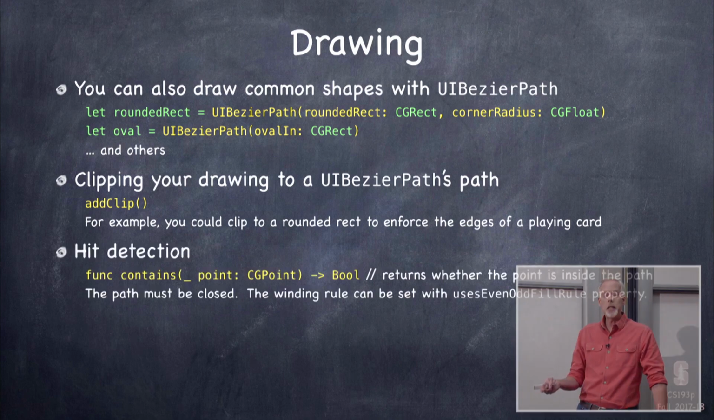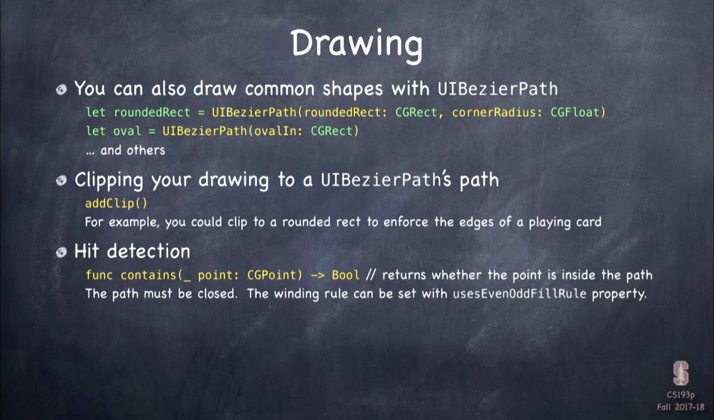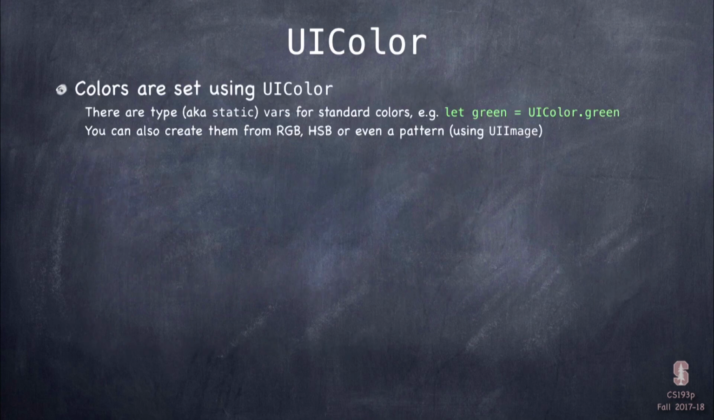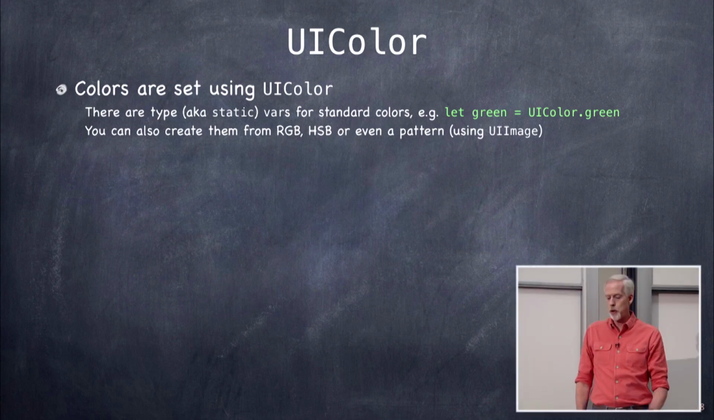You can also do hit detection, like is this point in the triangle, right? Using this contains point method, and lots of other stuff. So check the documentation for UIBezierPath for all the things you can do. All right, let's go talk about UIColor, right? For setting the fill and stroke and stuff like that.